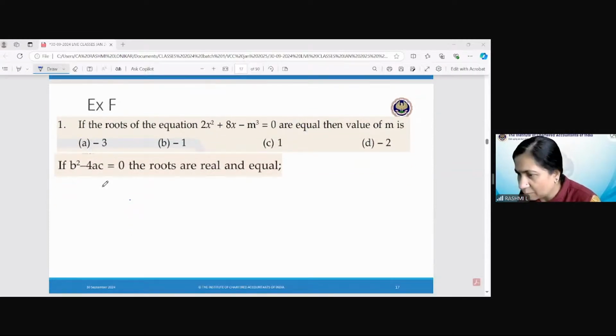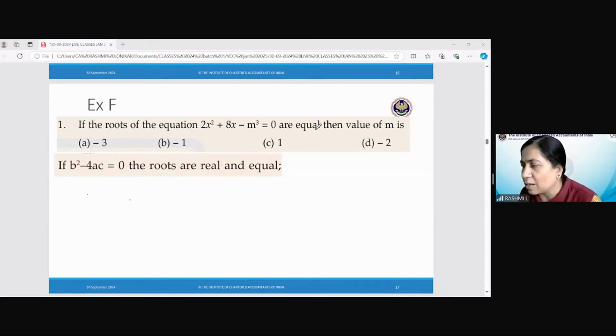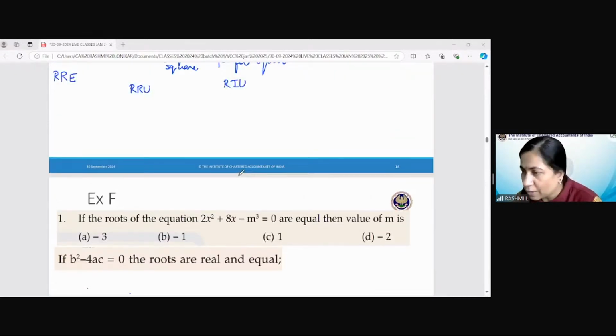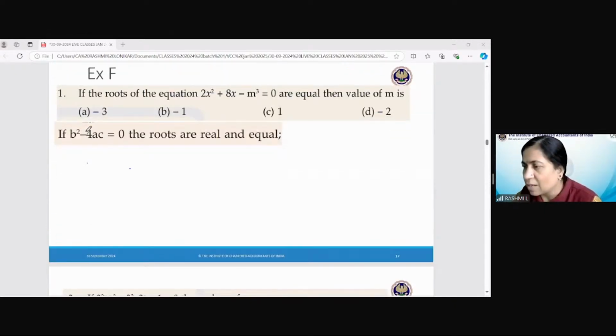Yes, Shreya, welcome. Now, if the roots of the equation are equal, then the value of m is... see, they are already telling you the roots are equal. Now let us go here. When are the roots equal? Roots are equal when delta is equal to 0. So b square minus 4ac is equal to 0.